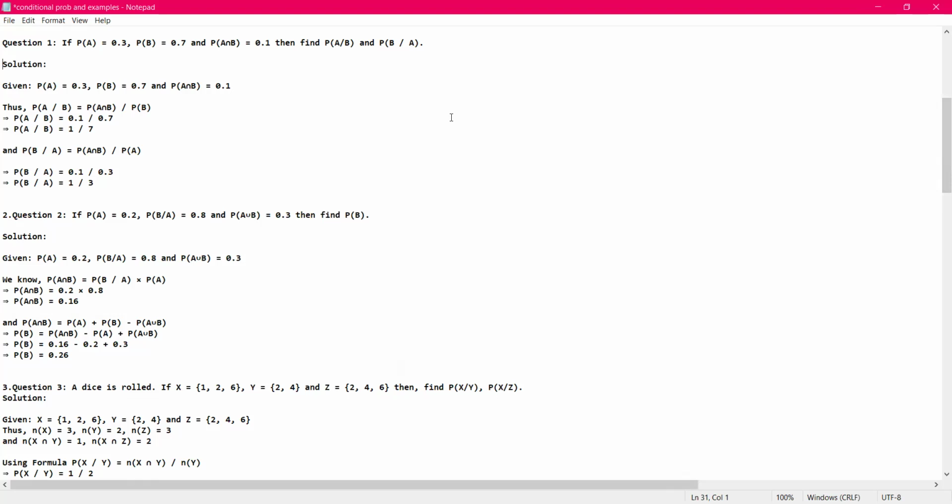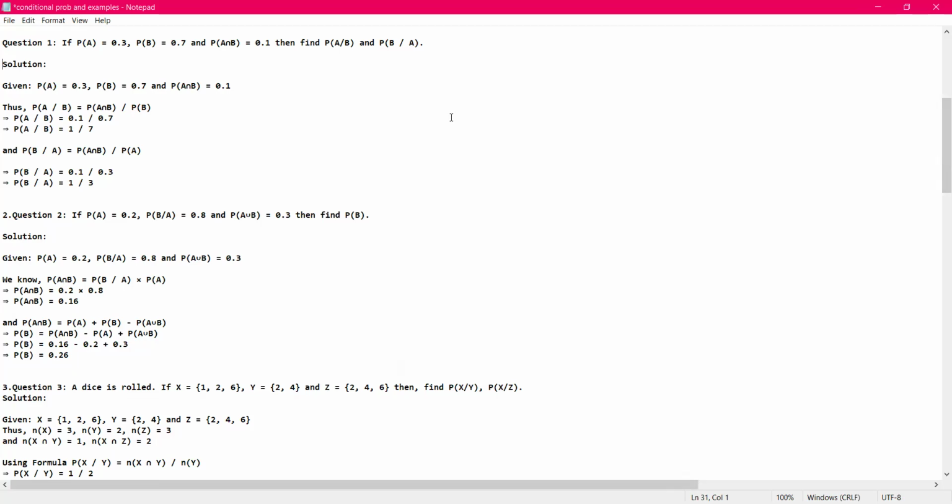So already we have P of A, P of B, and also we know P of A intersection B. Now we are going with the formula. What is the formula for P of A given B? It means probability of A given that event B has occurred equal to P of A intersection B divided by P of B. So that is the formula for the conditional probability. Now substitute in it. What is the value of P of A intersection B? 0.1, divided by what is the value of P of B? 0.7. So after simplification I got 1 by 7. So P of A given B equal to 1 by 7.